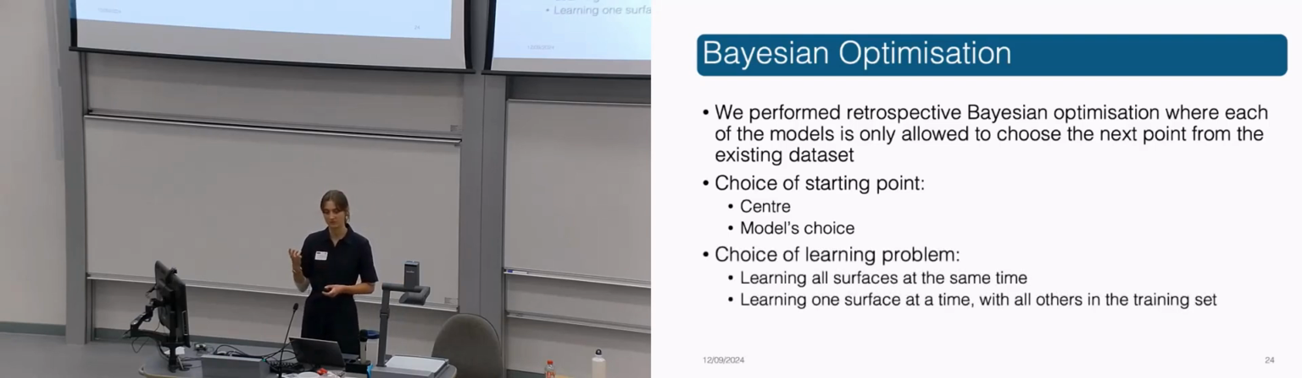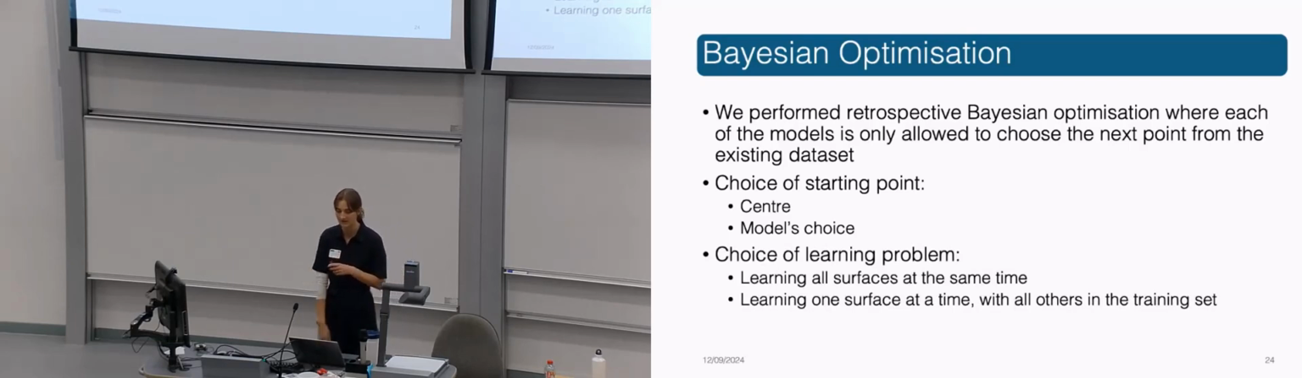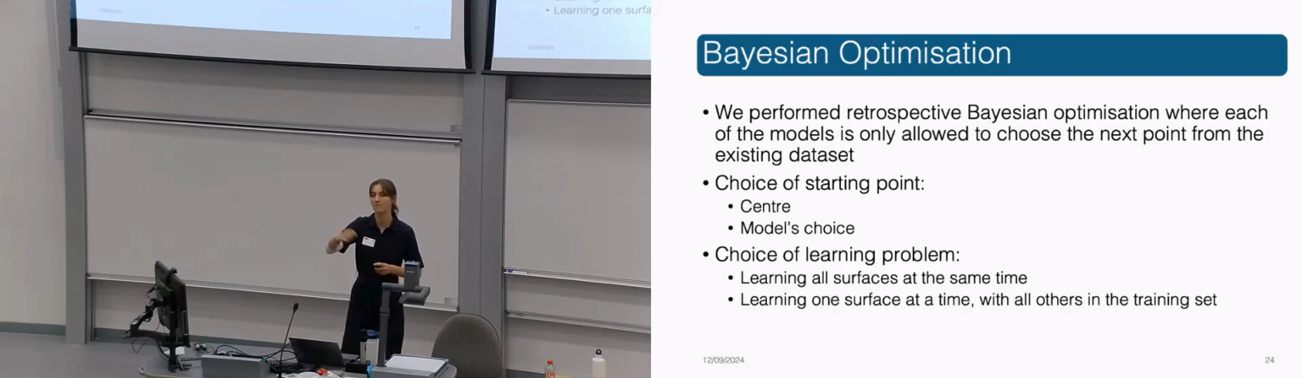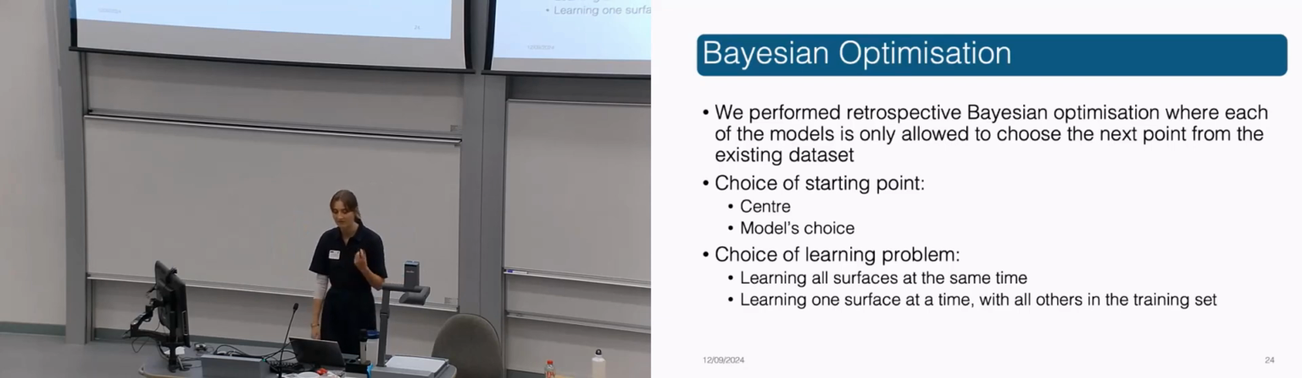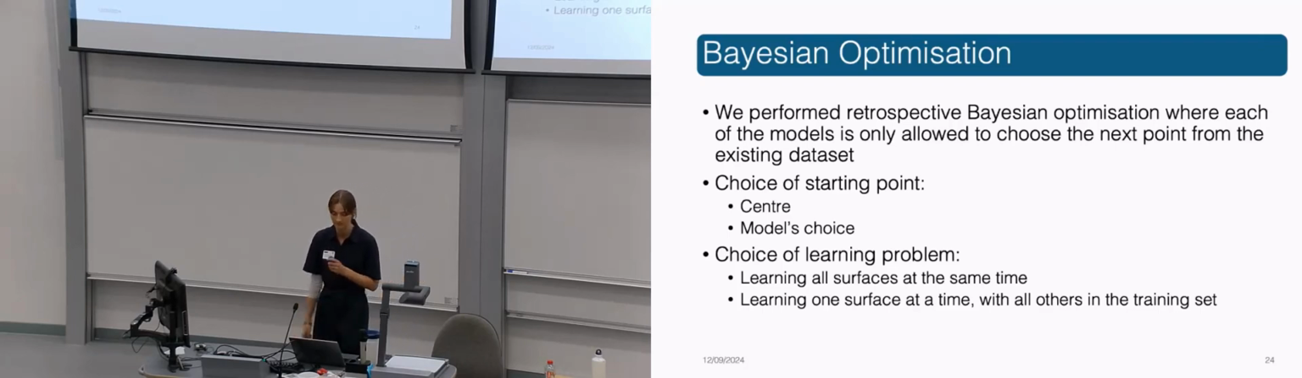And then we explore two different learning problems, which roughly correlate to transfer learning and multi-task learning. For both of these problems, we have two fully observed surfaces already. For the first one, we learn all the other surfaces at the same time, adding 1 point to each surface each time. For the second one, we learn one surface at a time with all the other surfaces being in the training set. The first scenario is where we're learning lots of competitors at the same time. The second one is maybe we've learned lots of competitors for different diagnostics, and we want to design a new diagnostic, so we're just designing one or two new competitors in one go.